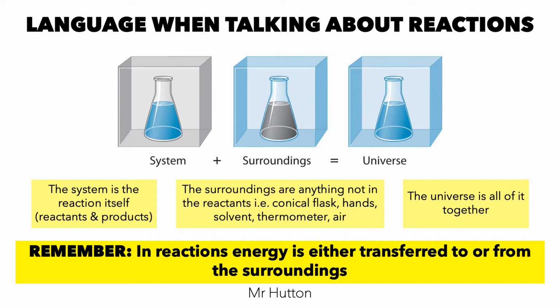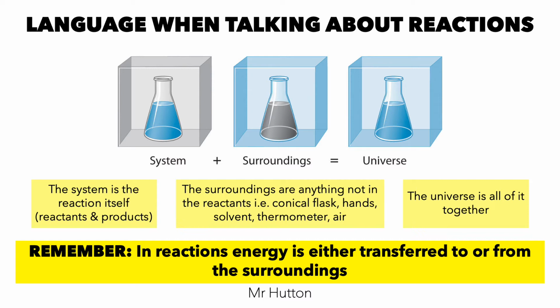So in the example we've got here, it could be a conical flask, the solvent that the reaction's happening in, a thermometer, the air, a beaker. It could be anything. It's essentially anything that's not the reactants or products themselves. We've got solvent there because lots of reactions occur between aqueous solutions. Aqueous means they're dissolved in water. So the reactants themselves are dissolved in water, so the solvent, the water, is the surroundings.